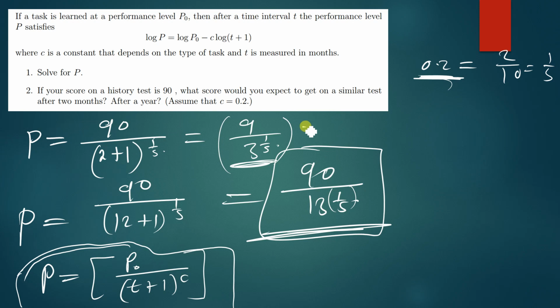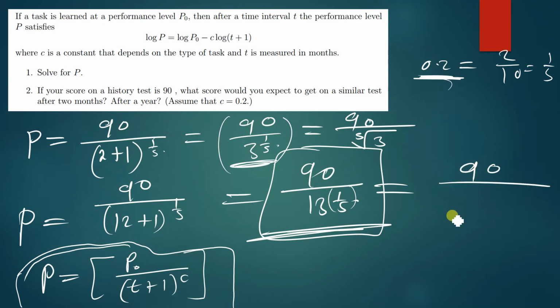Or instead of writing 1 over 5, you can simply say this is 90 over the fifth root, because 1 over 5 is just the same as the fifth root. Then this can also be written as 90 over the fifth root of 13. Still the same.